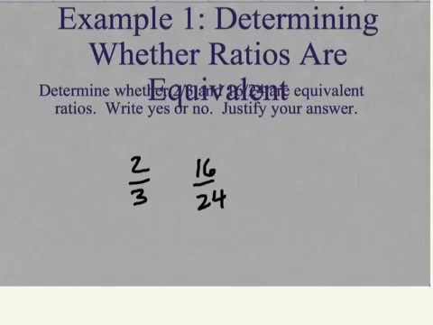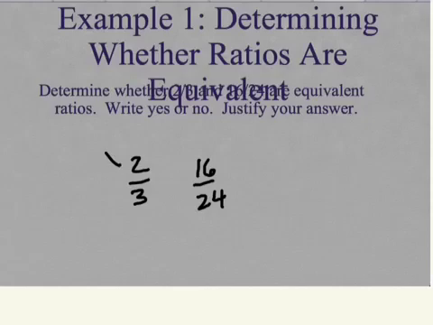Okay, so our first example, sorry for the overlap in writing here, but I'll explain what it says. It says example 1, determining whether ratios are equivalent. And then the question says determine whether 2/3, this fraction here, or this ratio right there, and 16/24 are equivalent ratios.